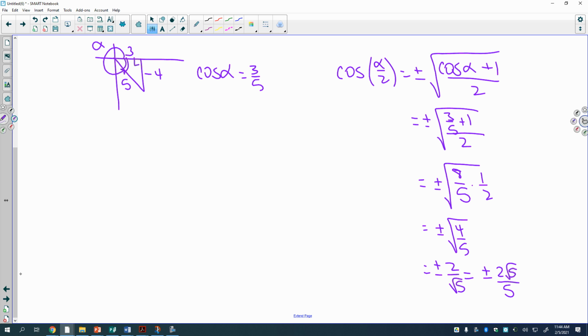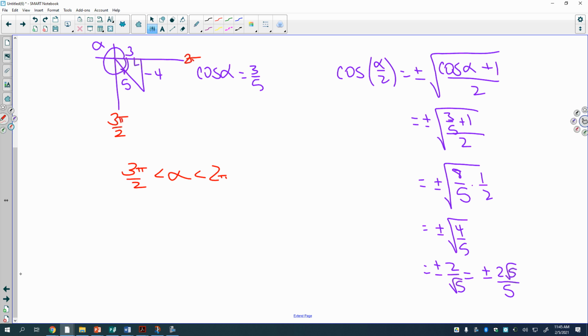What we have to do is decide, is this positive or is this negative? It's not both, it's one or the other. We do that by looking back up here. I like to look at my picture. I know this is 3 pi over 2, and this is 2 pi. But that's for alpha. Alpha is between 3 pi over 2 and 2 pi. I could write it that way.